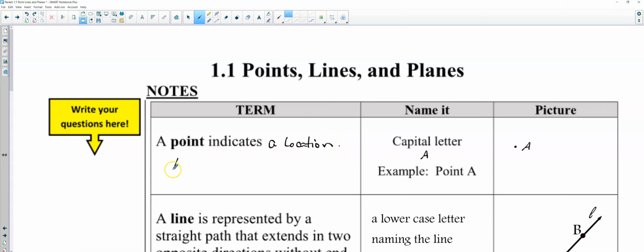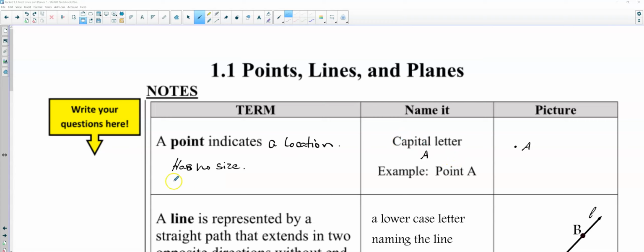A point has no size. That means no length, no width, no height. Okay? It is named by a capital letter, represented by a dot. If you look at a picture of a point, we usually draw a dot. But what it represents really is a location. And notice we put a capital letter right by it. So when you're naming a point, you have to name it with a capital letter. Remember that. Not a lowercase letter. It has to be a capital letter.